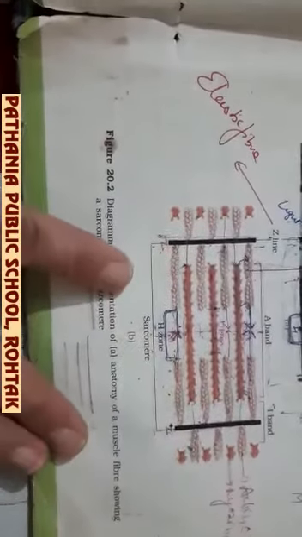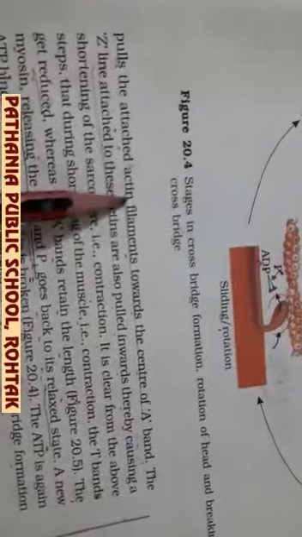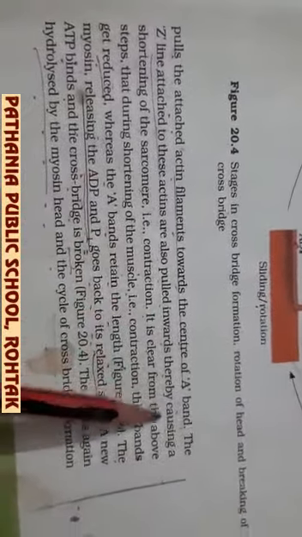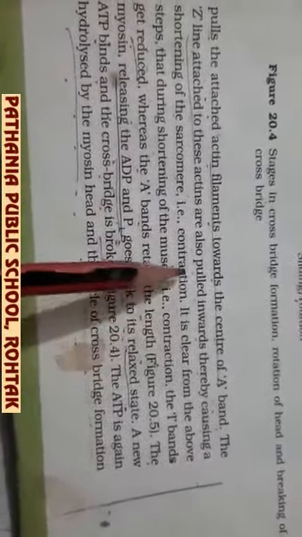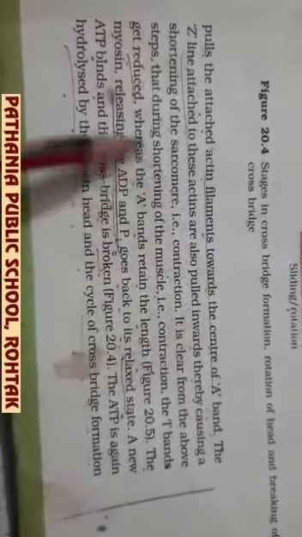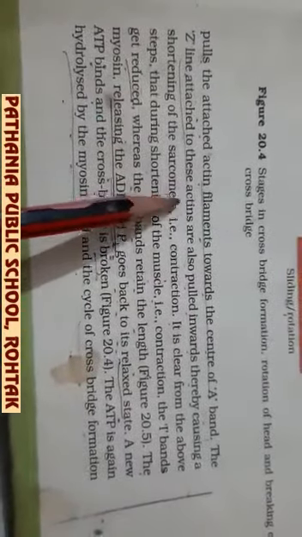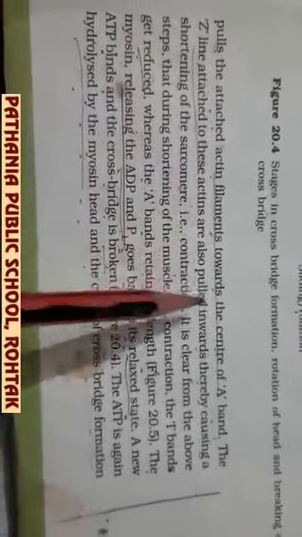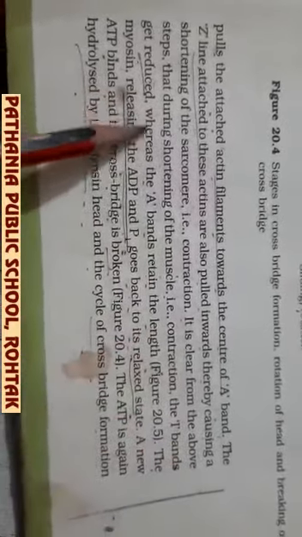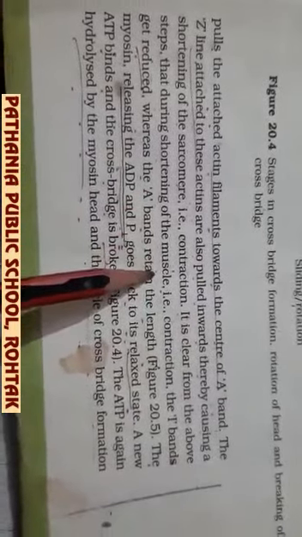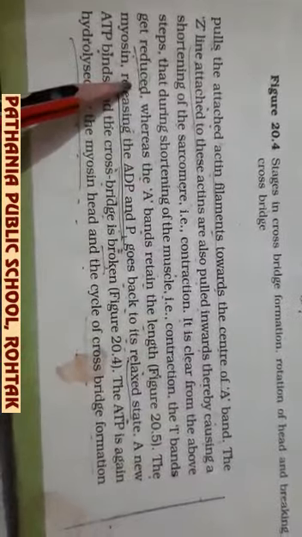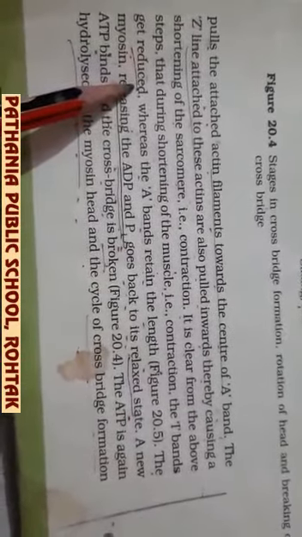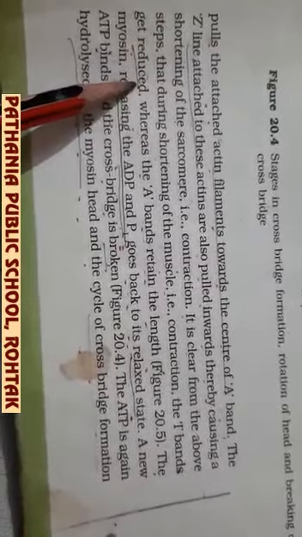So the sarcomere will become shorter at the time of contraction, inwards, thereby causing the shortening of the sarcomere. The contraction stage is this, when the sarcomere has become shortened due to the pulling of the actin filaments towards the center. It is clear from the above steps that the shortening of the muscle is the contraction, and the I bands get reduced. That means the light band has got reduced. They have moved towards the center.